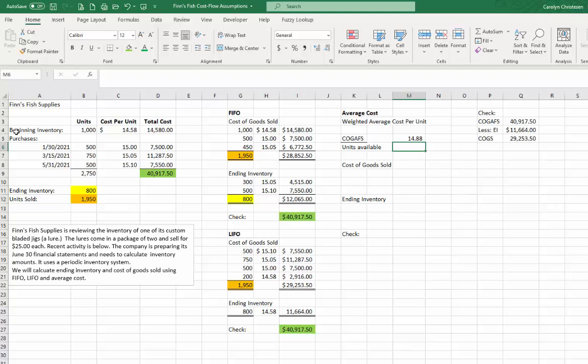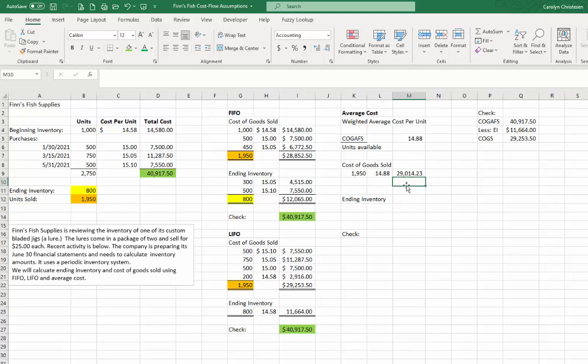Now, you can just check that and make sure that it makes sense. So here are all the prices we bought our inventory for. $14.88 looks about right, right? It should be between $14.58 and $15.10. Okay, so now our cost of goods sold is simply the number of units we sold, 1950, times our unit cost. We use the same unit cost for each item. Okay, so this is equal to this times that. So that's it.